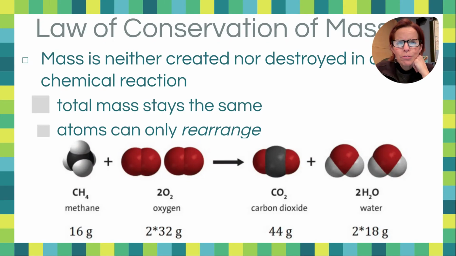Anyway, if you also look at the mass, it is the same. So on the left side, it's 16 grams plus 64 grams, the 2 times 32. That equals the 44 grams plus the 2 times 18, which is 36. Those two sides have to add up to be the same. That's the law of conservation of mass. We kind of saw that a little bit earlier in the year, but we're building on that now.